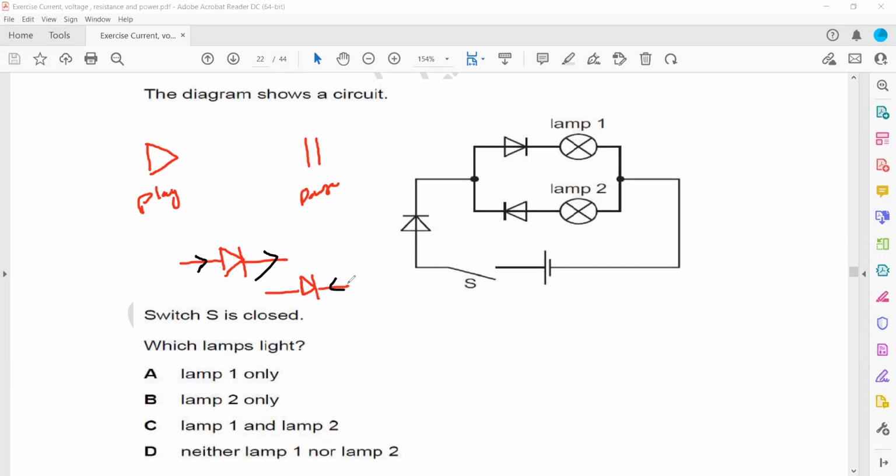So in the question, which lamps light when the switch is closed? When we close the switch, what is the direction of the conventional current? It is always from positive to negative. So current starts to move. This diode will allow, because it is coming from the side of the play. Now we have two options, diode up or down. Which diode will allow the current to pass through, the top one or the bottom one?